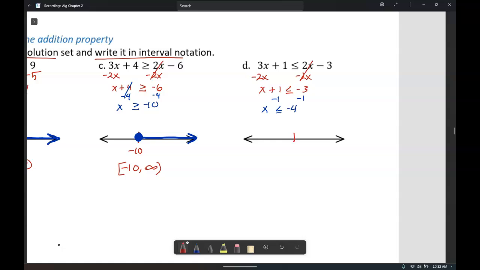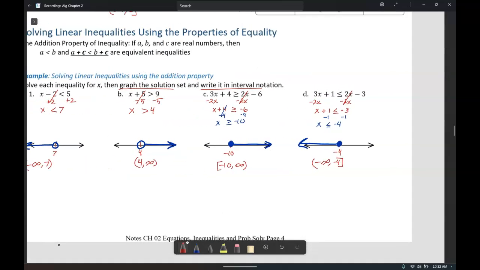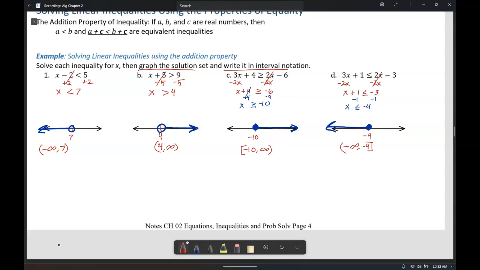We can graph that on our number line. Less than or equal to means we're going to have a closed circle, and we will shade to the left. Our interval will be from negative infinity to negative 4 with a parentheses and a bracket. So here you can compare the graphs of the solution sets to the inequality symbol that's used and the way that it's represented in interval notation.